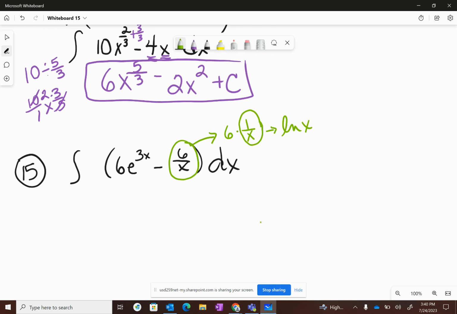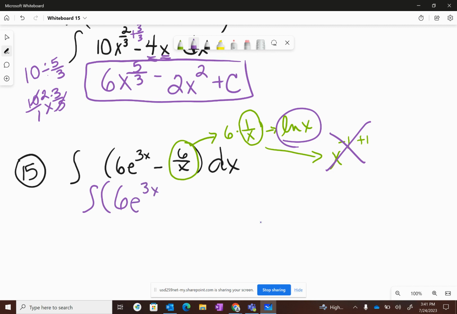Now, the trigger for that, I've tried to do this too when we've been working together, is to take that to x to the -1. But the problem is when you add the 1 to that, it goes to x to the 0. So that should be a trigger to tell you that's not going to work. I need to use the ln of x. So we're actually going to rewrite this as 6e to the 3x minus 6 ln of x dx. Now we're going to integrate.